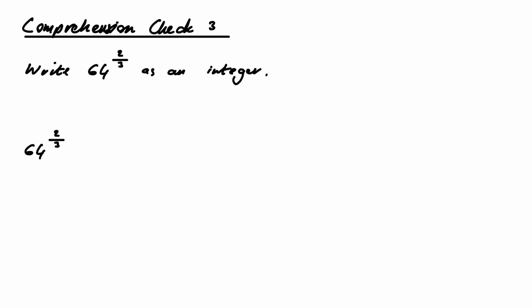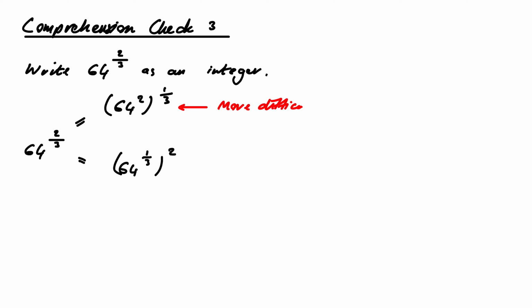And of course, this is equal to, well, we could write it as 64 squared, all to the power of a third. Or we could write it as 64 to the power of a third, so basically the cube root of 64, all squared. Now the top one, 64 squared, is going to be a big number. I don't really want to tangle with it. So this looks kind of more difficult. So let's try the second one.